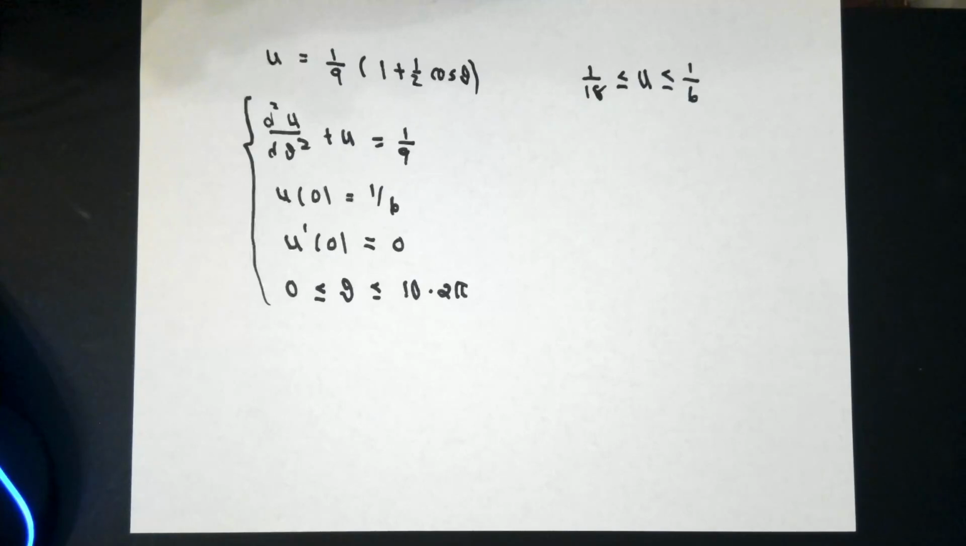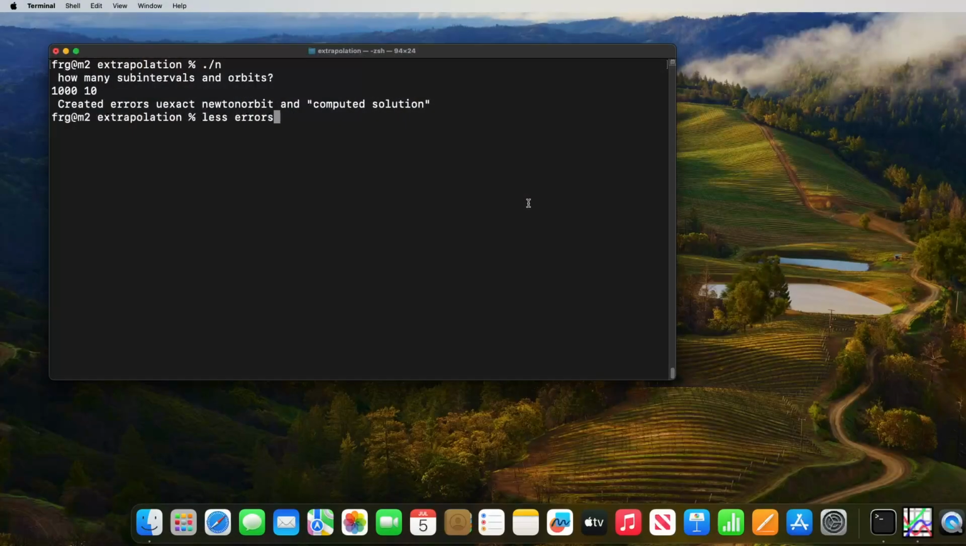If I have a method that gives me 15 or 16 digits of accuracy in double precision, and in the range of 30 digits in quad, then I've got to regard that as being excellent. That's as good as you can do. In my program, I'm going to use 1,000 steps for the Euler method, and I'm going to do 10 orbits. Within the extrapolation routine, I'm going to allow the indexes in my extrapolation table to go from 0 to 12.